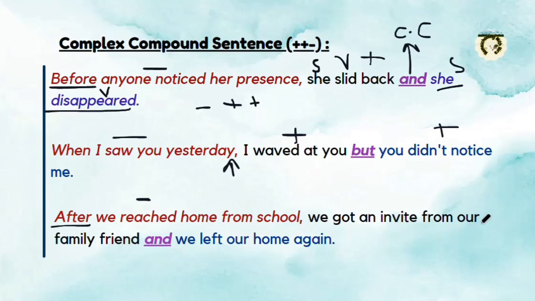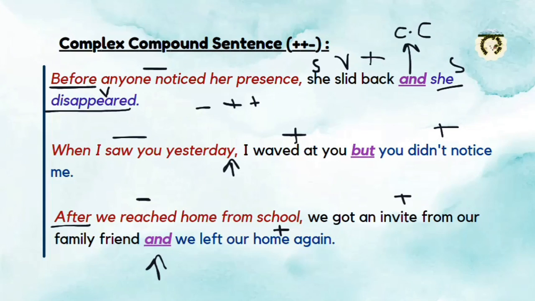We got an invite from our family friend. This is a complete sentence. If I just write it separately, it will make sense. We got an invite from our family friend, and, conjunction, we left our home again. Another independent clause, right? So minus, plus, plus, it is a complex compound sentence, right?